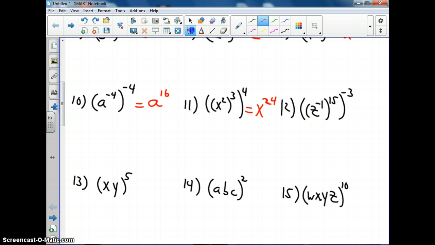45, right? Negative 1 times 15 times negative 3 is 45. So z to the 45 is right. Very good. You guys got it.